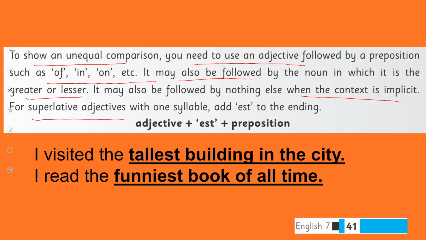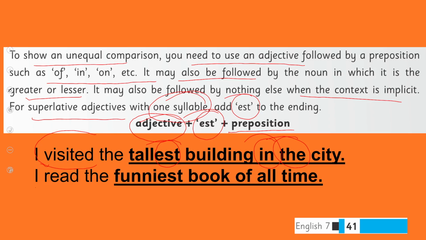So, for superlative adjectives with one syllable, we add est to the ending. So, we have our adjective plus est and then our preposition. For example, I visited the tallest building in the city. We have an adjective tall. We added est and then we added our preposition in the. So in this way you can make a comparison with prepositions.